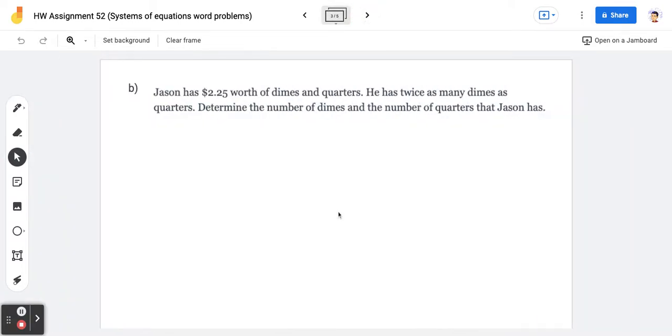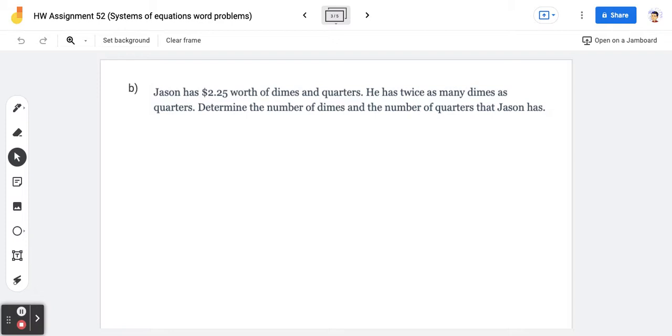Again, copy the systems so we have them. So first off, let's talk about what exactly our variables are. All right, Jason has $2.25 worth of dimes and quarters. He has twice as many dimes as quarters. Determine the number of dimes and the number of quarters that Jason has.